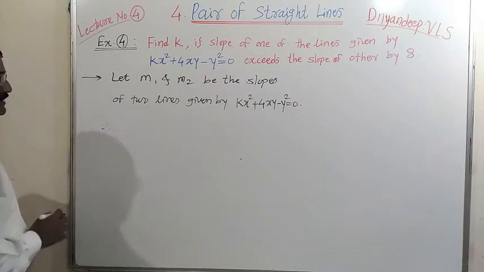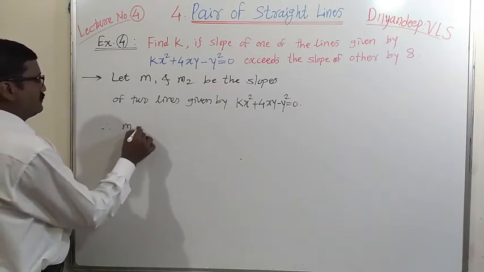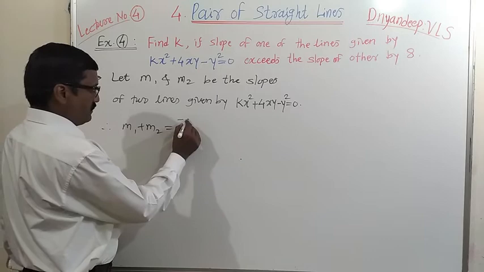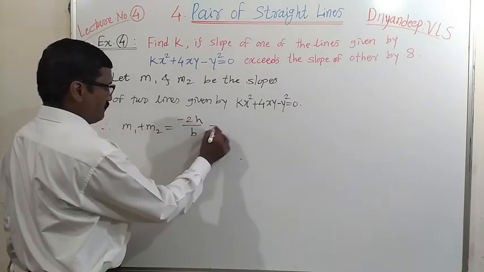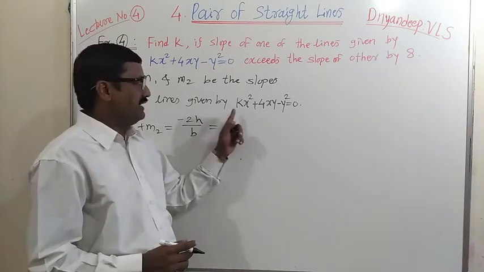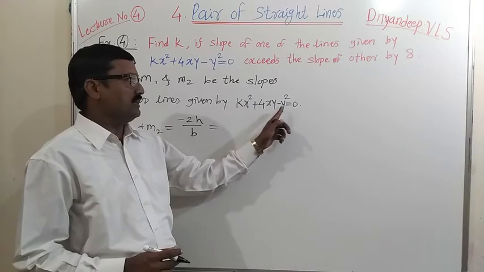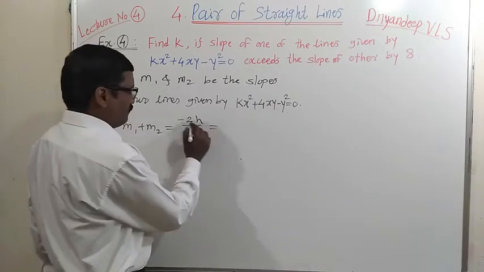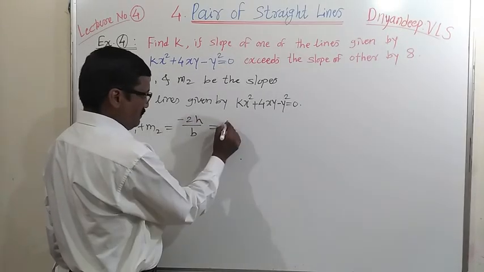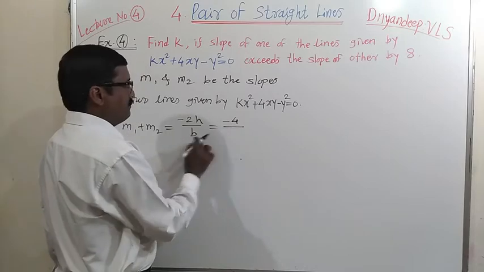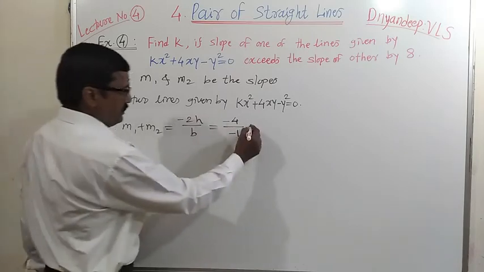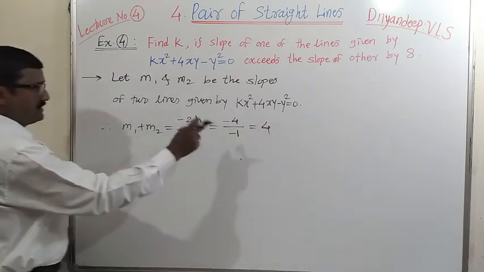Therefore, m1 plus m2 is equal to, the formula for m1 plus m2 is minus 2h upon b. Comparing the given equation with ax square plus 2hxy plus by square equal to 0, we get a equal to k, 2h equal to 4 and b equal to minus 1. So minus 2h is nothing but minus 4 upon b, that is minus 1. Okay, so it will be 4. So sum of slopes is 4.